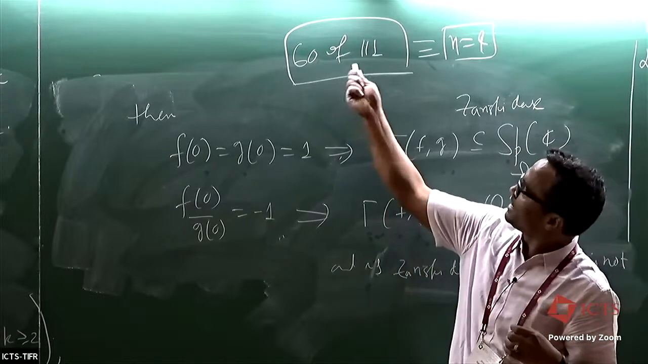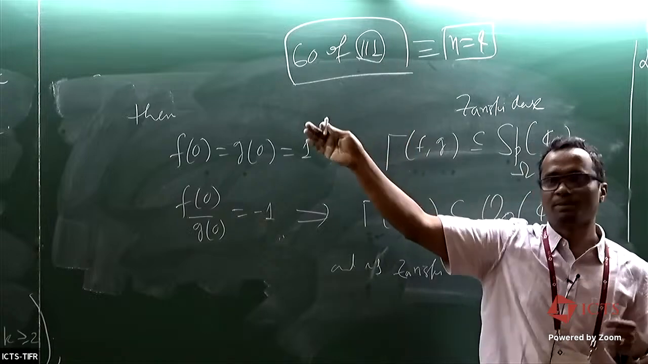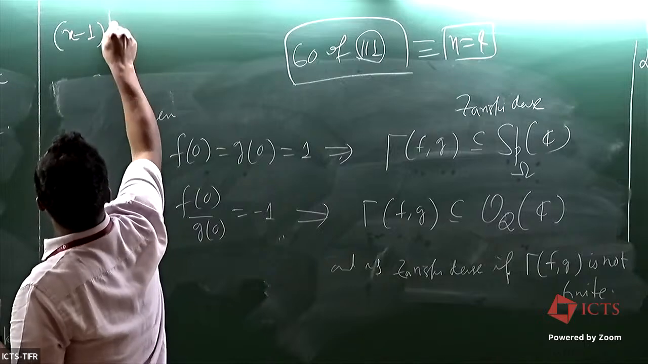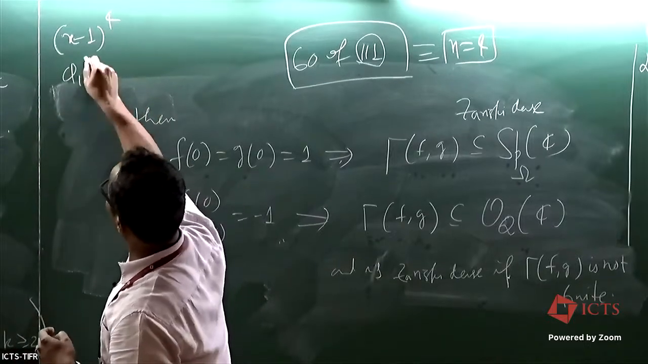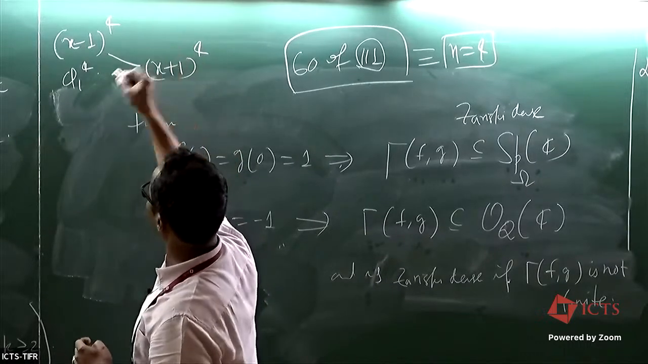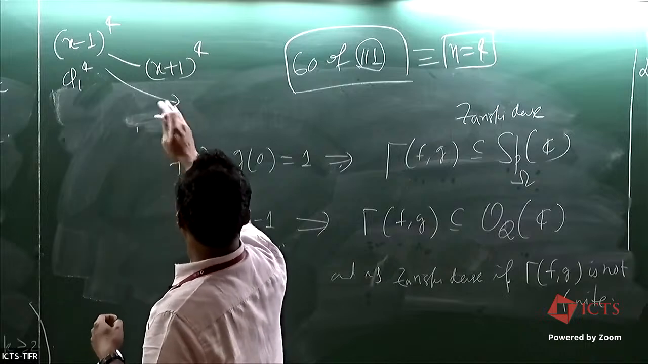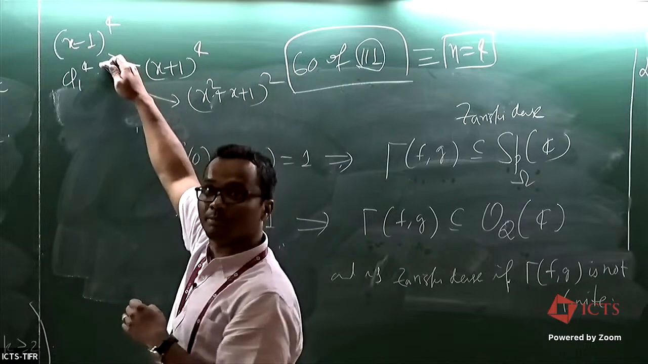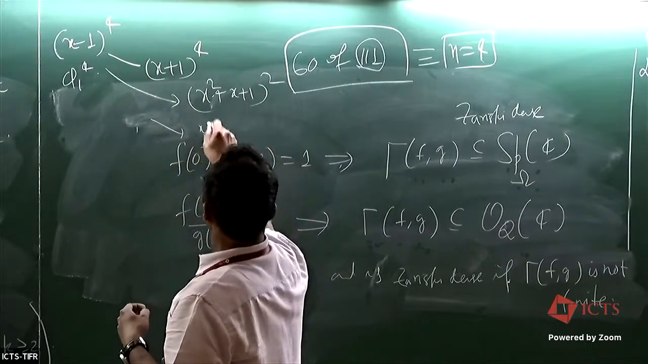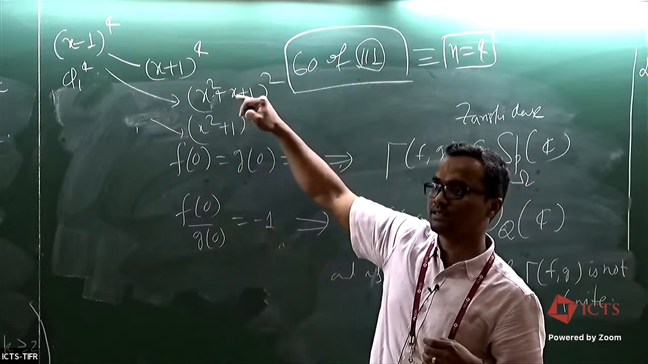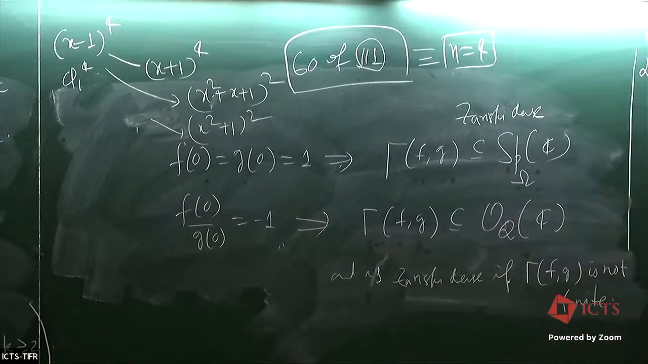So there are 111 such possible pairs. For example, I can write many. If I take (x minus 1) to the power 4, this is Phi_1 to the power 4, right? So take Phi_2 to the power 4. This is another pair. Corresponding to this, if I take Phi_3, then (x square plus x plus 1) square is another pair, and this way one can take (x square plus 1) whole square, corresponding to Phi_4. No, I'm done, yeah. Thank you so much.